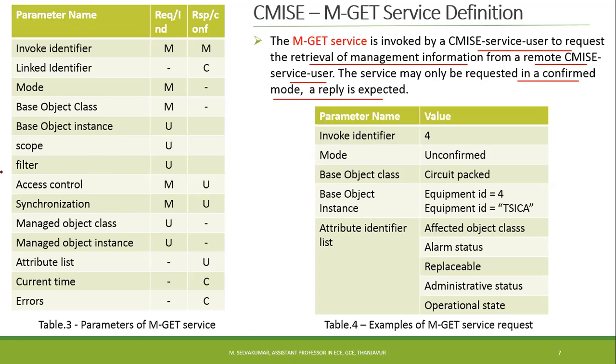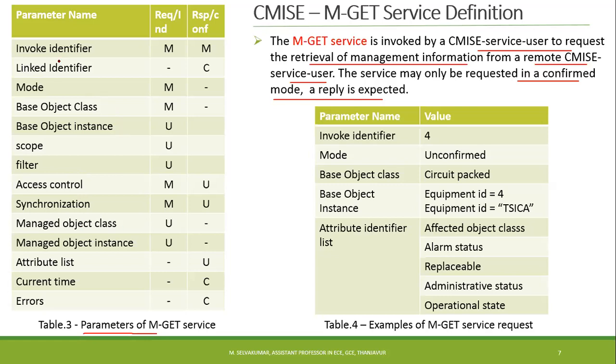So for the M-GET service, the parameters are invoke identifier (the same in request and response), linked identifier, mode, base object class, base object instance, scope, filter, access control, and synchronization. Now let us discuss them one by one.